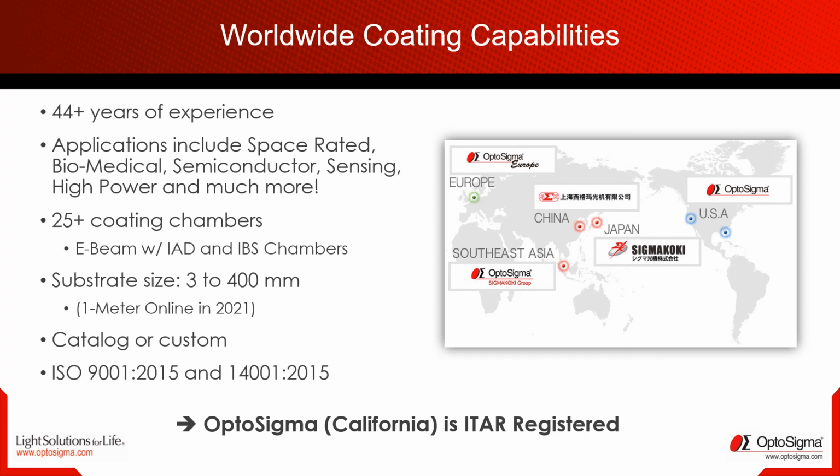Sigma Koki has been around for more than 44 years, and OptoSigma has been in California for 26 years and going strong. Our entire family has access to the full range of coating capabilities, and we serve customers in almost every industry and country. We welcome new challenges and continually work to improve our capabilities. This year, 2021, we will bring online the ability to coat substrates up to 1 meter in size.